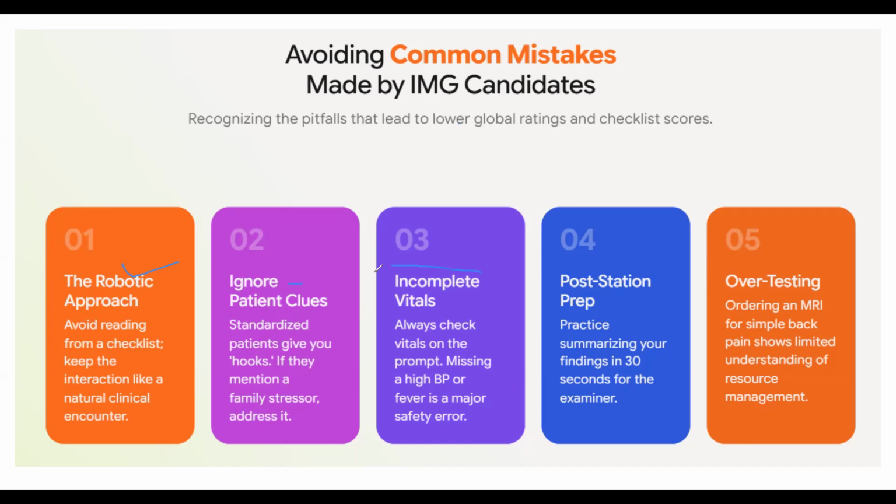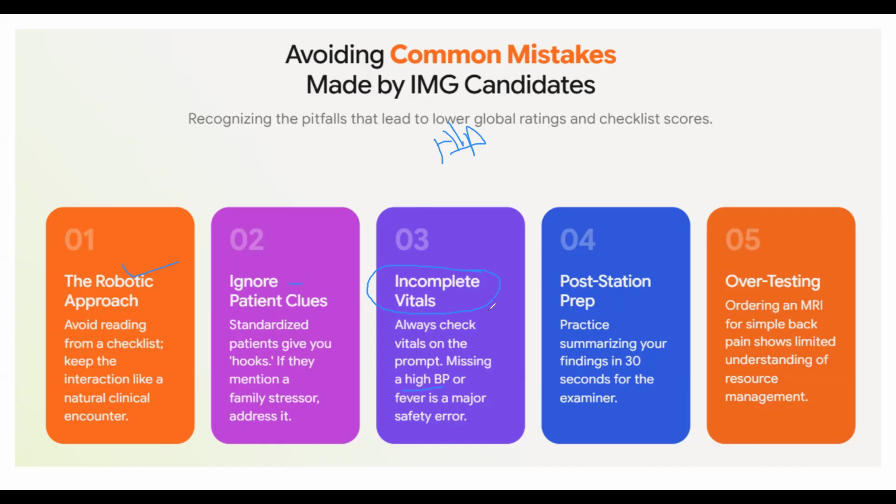If you have incomplete vitals, or if you have vitals that are abnormal, make sure that you bring it up and you do not miss it. For example, if the patient is coming with headache and they have a high blood pressure and you say they have a primary headache, this is a red flag and it's a safety error. You're going to lose a lot of points for this.